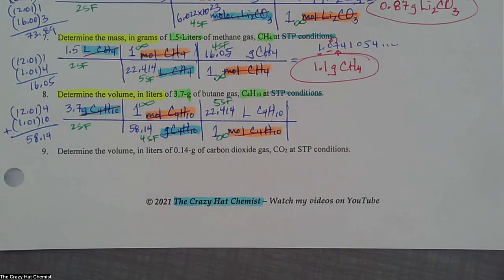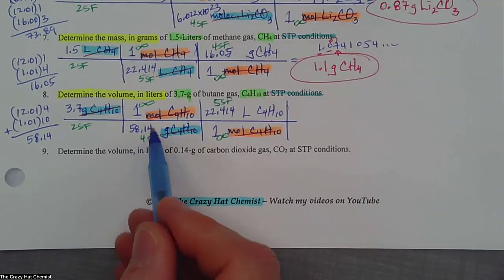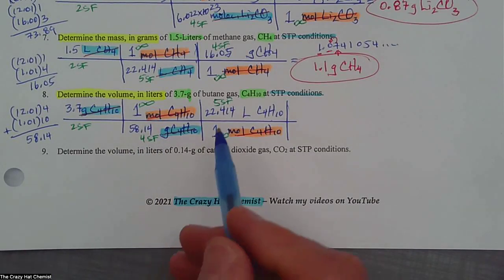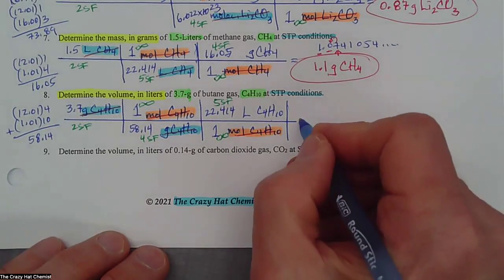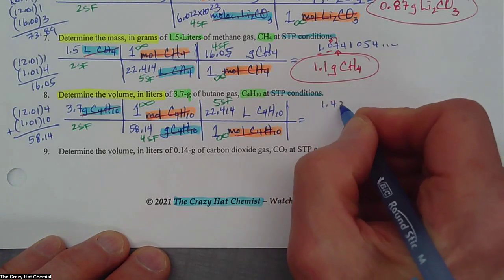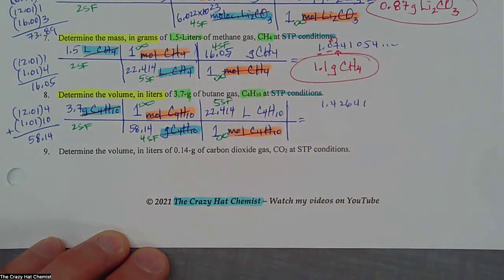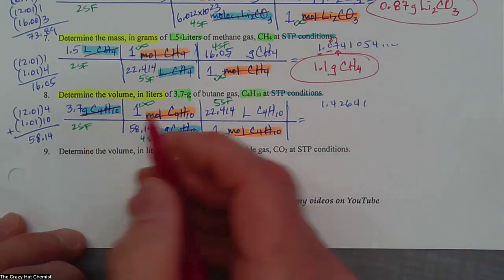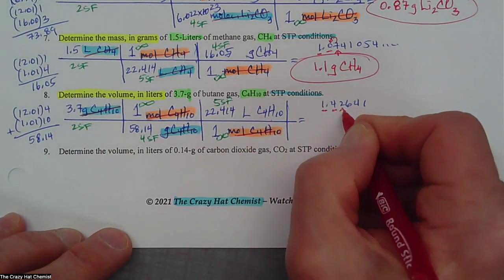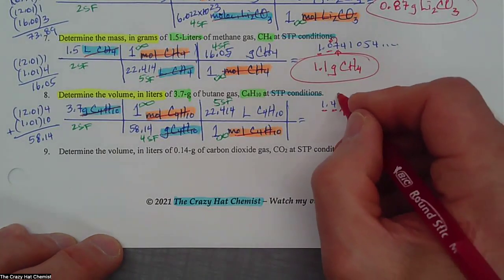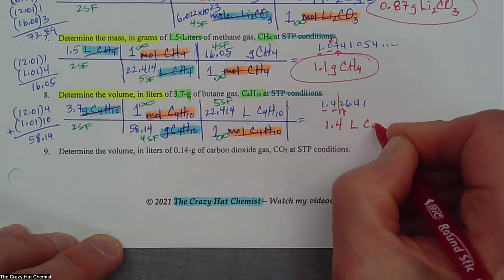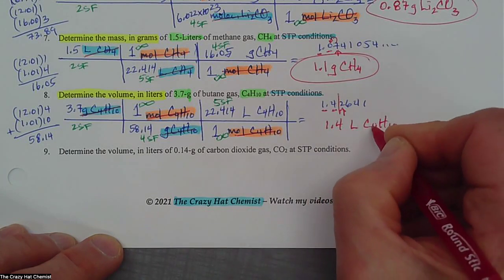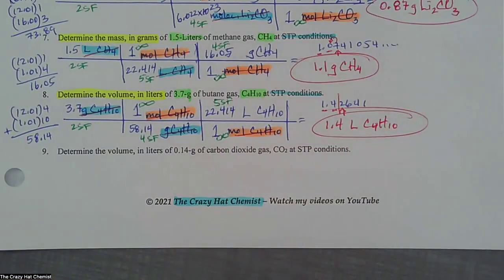I'm going to type this into my calculator to get my answer. That's 3.7 divided by 58.14 multiplied by 22.414. And I'm going to get this number in my calculator. That's 1.42641. And there are more numbers, but it doesn't matter because I'm looking at 2 significant figures as 1, 2. I'm rounding with that 2. That's less than 5. Chop the number. 1.4 liters C4H10. 1.4 liters of butane.